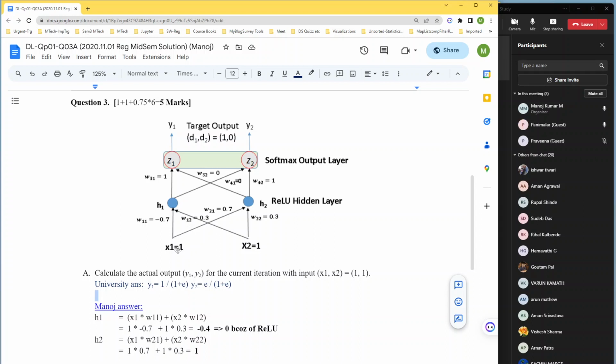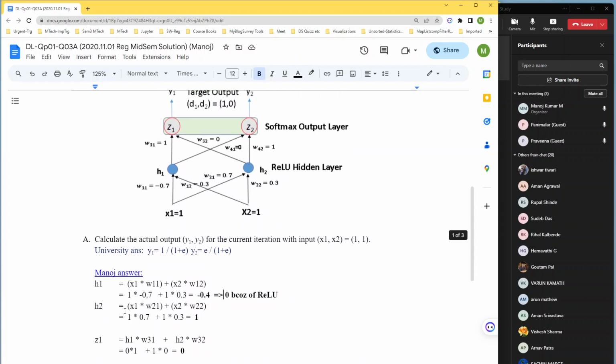So let's check how the output comes for h1. H1 will have x1 times W11 plus x2 times W12, as mentioned here. X1 is 1 and W11 is 0.7, then x2 is again 1 and W12 is 0.3, so we have an output of minus 0.4. But this is a ReLU function, right? ReLU means the output will not be negative. If it is negative, it will be 0. So we got the output as 0 for h1.